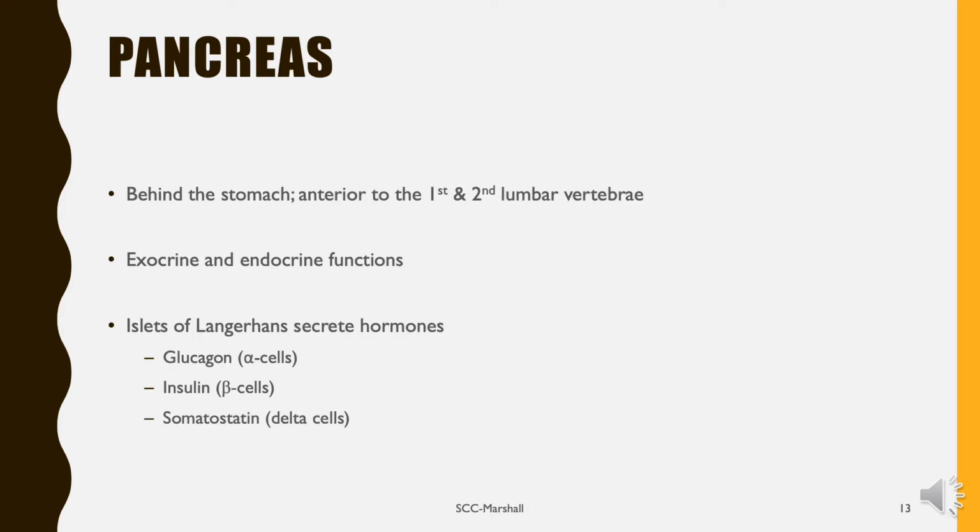The pancreas sits behind the stomach, anterior to the first and second lumbar vertebrae. It has both exocrine and endocrine functions, and for our purposes right now, we're only concerned about the endocrine functions of the pancreas. The islets of Langerhans, that's the hormone secreting portion of the pancreas, and there are three main hormones that are secreted here. We have glucagon, which is secreted by the alpha cells. We have insulin, which is made and secreted by the beta cells. And we have somatostatin, which is secreted by the delta cells.